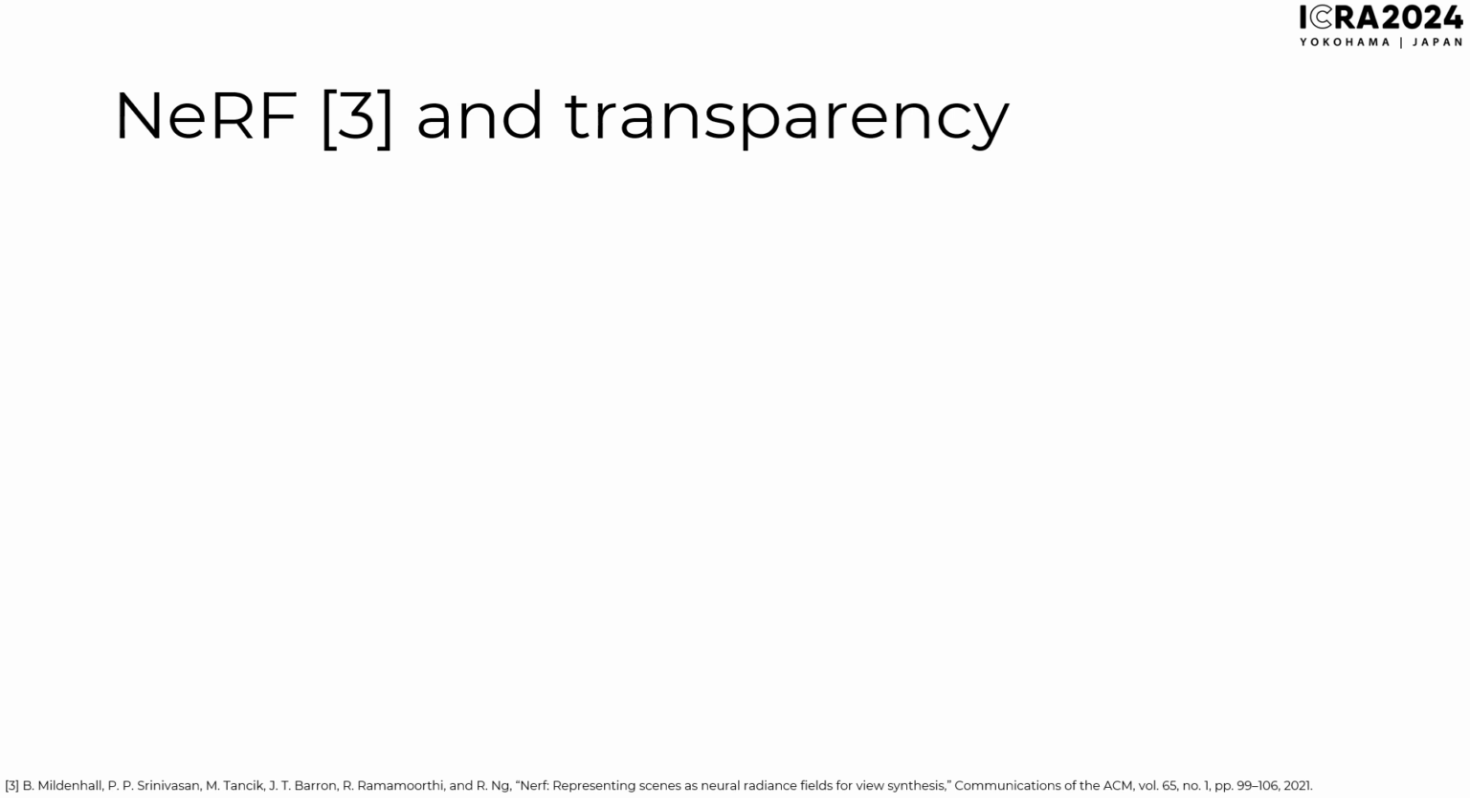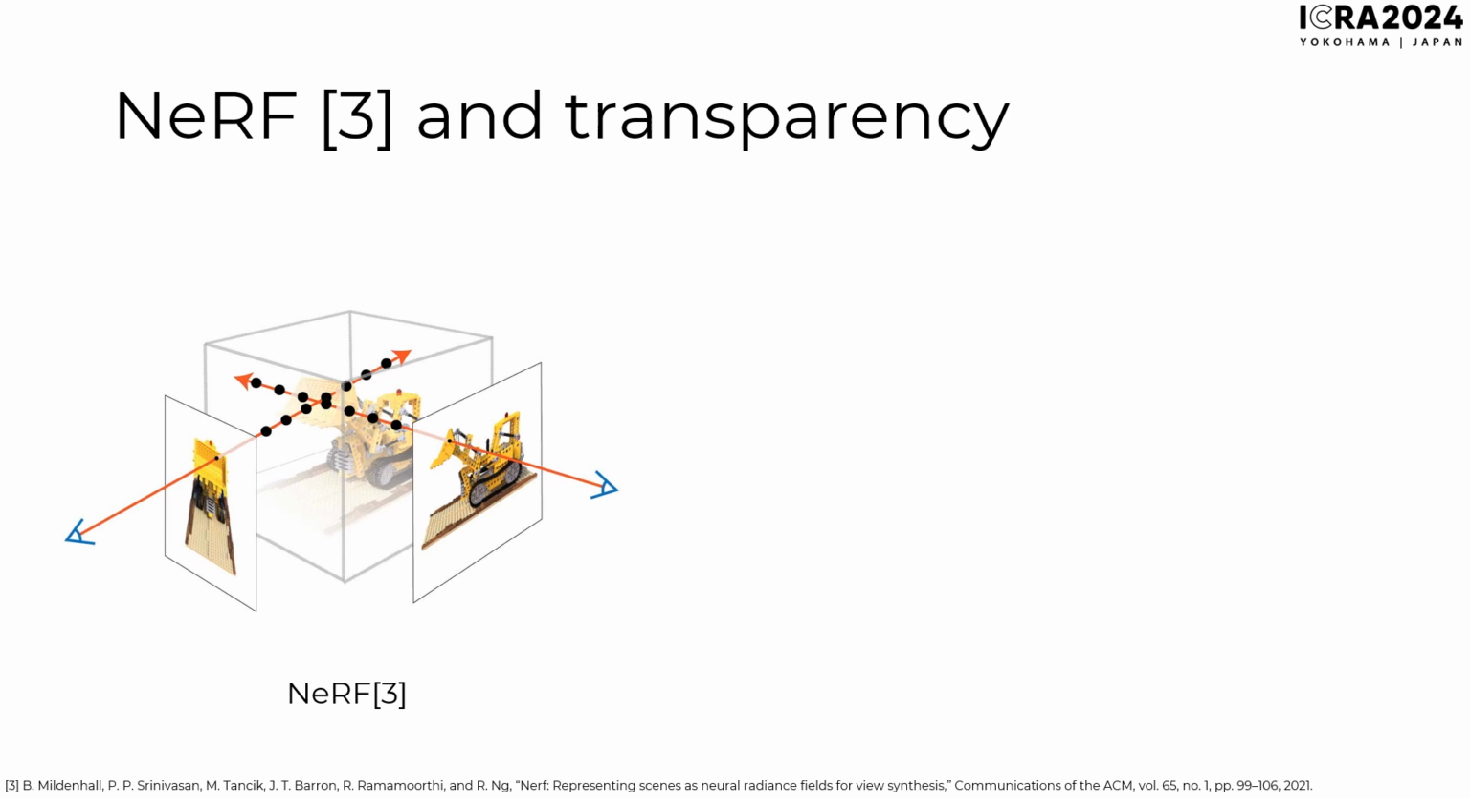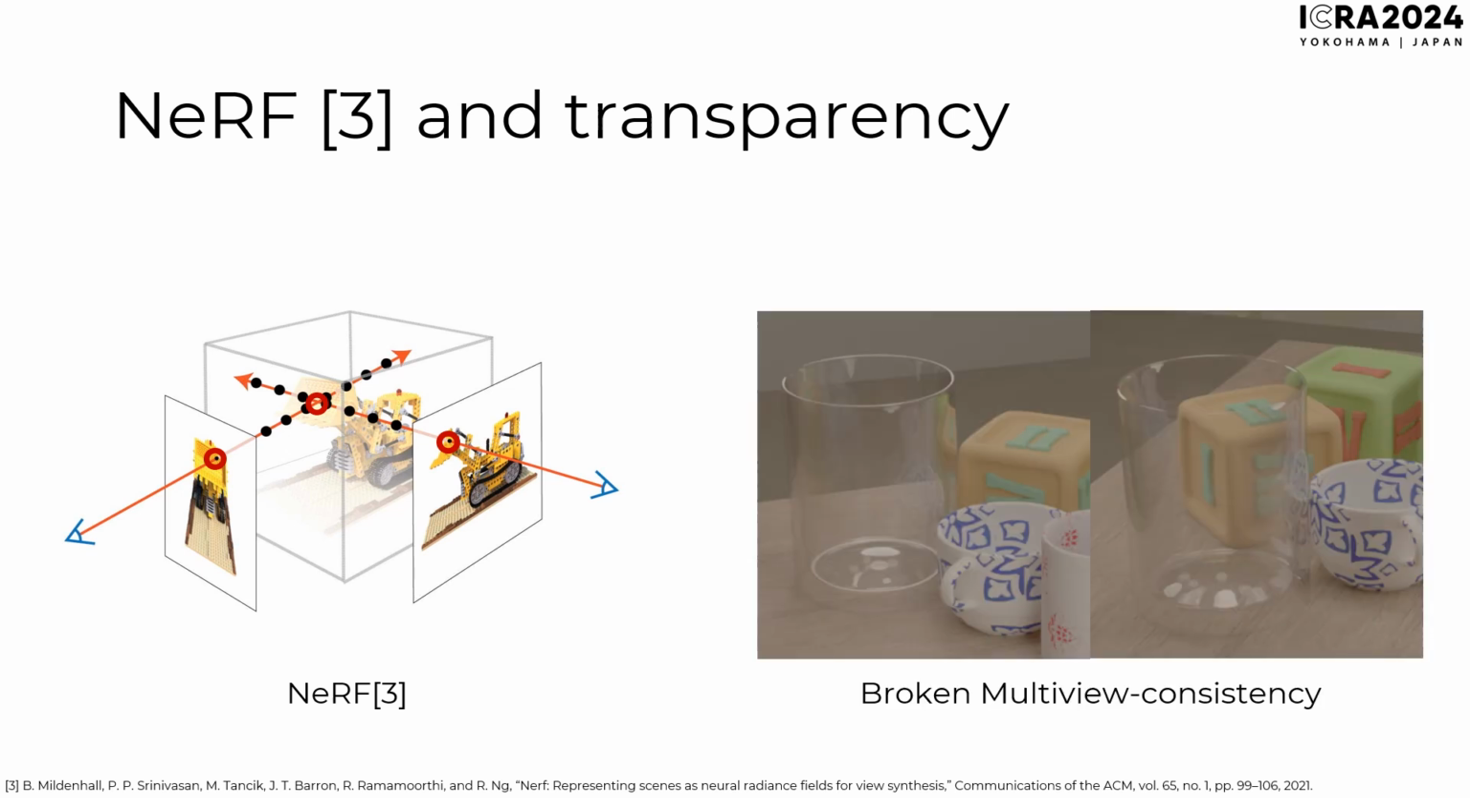One method of reconstructing 3D from multiview images is neural radiance fields, or NeRF. Using multiview consistency, where the same point in space has the same color in images, NeRF can create a volume of the object. One point to be careful of is the problem transparency introduces to NeRF. Due to transparency, NeRF suffers from broken multiview consistency. Since the background is visible through the object's surface, NeRF cannot accurately reconstruct the object's geometry.